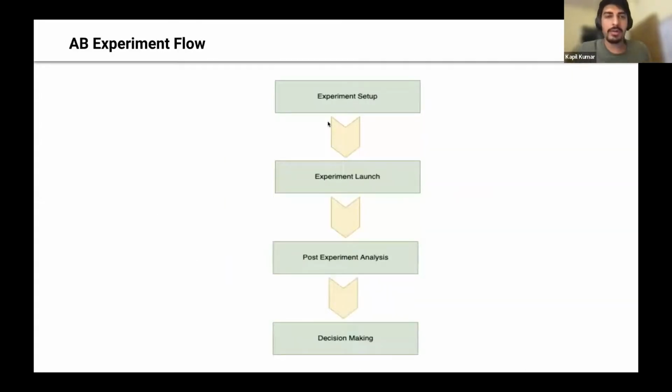So when we're doing an A/B test, one thing that we are looking for is the complete procedure, or the experiment flow, from the start of the experiment, launch of the experiment, getting the analysis of the experiment, and making the final decision on top of it. The first step of this experiment flow is the experiment setup. In the experiment setup, someone comes with a hypothesis. Okay, you build a feature.